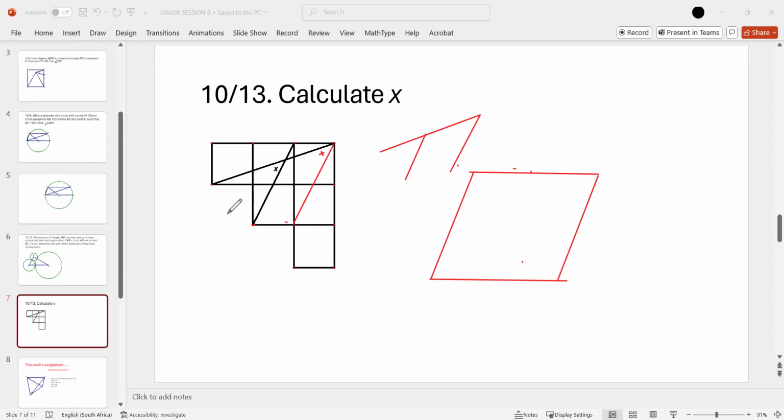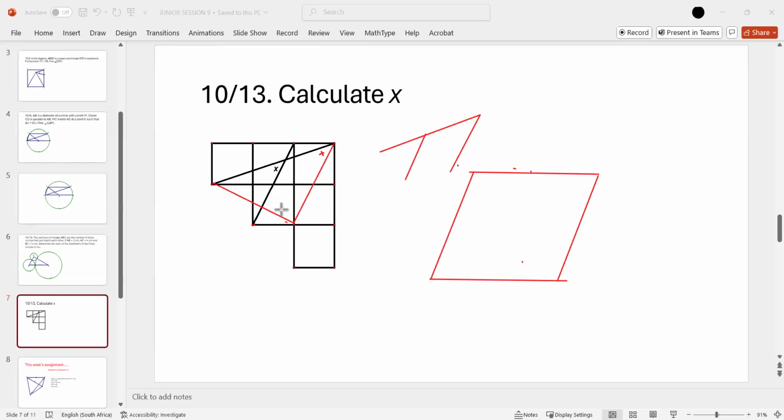Right, now to proceed with this thing here, we need to calculate that X. So how do you do that? Well, to do that, you have to perform another construction. Like that.